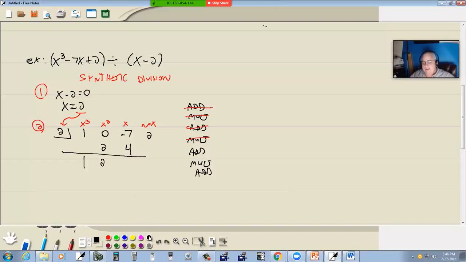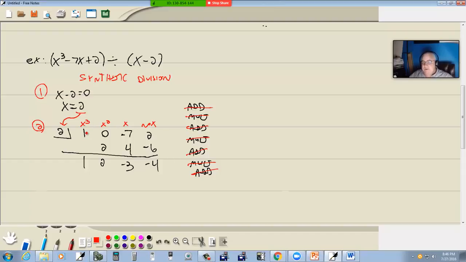And then we're going to add. Negative 7 plus 4 is negative 3. Then we're going to multiply. You always multiply the number in the box by the number you put down here. 2 times negative 3 is negative 6. And then we want to add. 2 minus 6 is negative 4. Now, we know we're done because there's no more columns to work with. So once you reach your far right column, you got no more columns, then you're done.